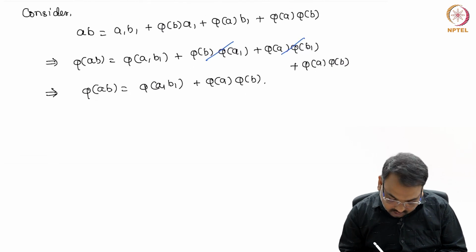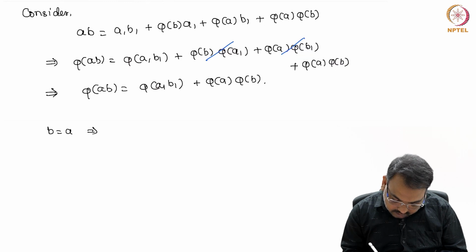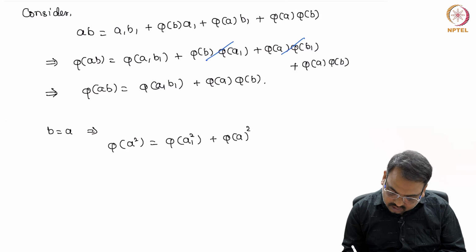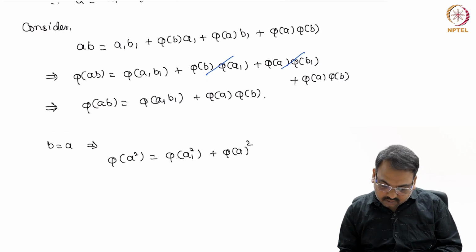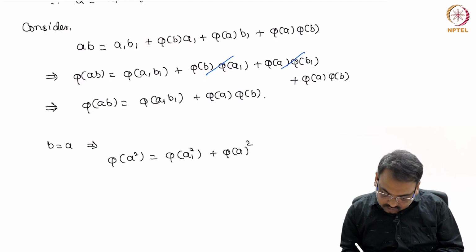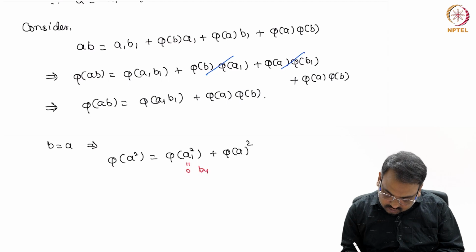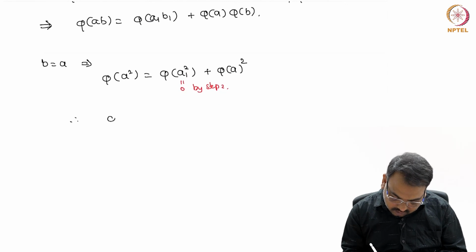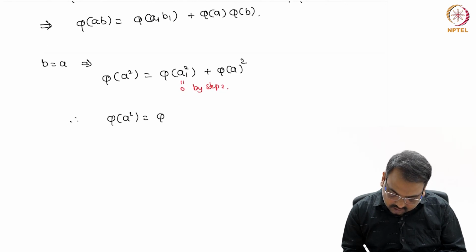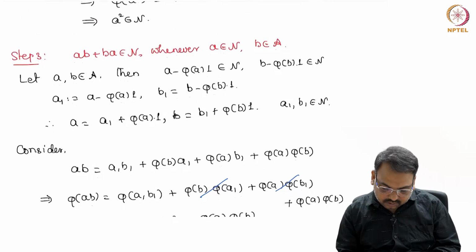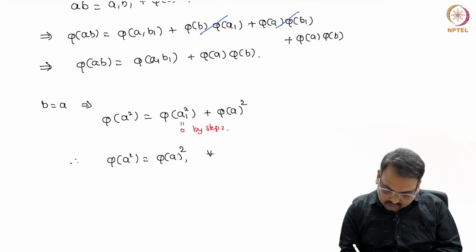Now if you write b equal to a, this implies φ(a²) is φ(a₁²) plus φ(a) whole squared. Now a₁ is coming from N and we have shown that a₁² is also in N by step 2. So this is 0 by step 2. So we have shown that therefore φ(a²) is φ(a) whole squared. Okay, this is for every a in A.